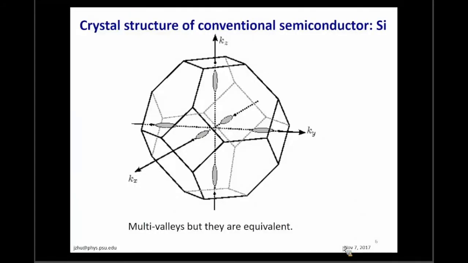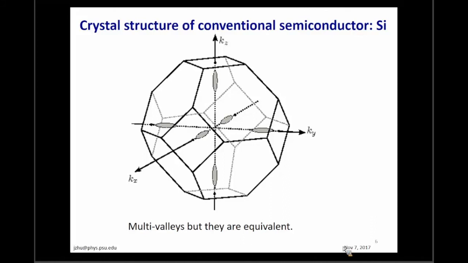Coming back to this concept of valley. Valleys are pockets of electrons and holes in momentum space. Valley is not something that is unique to two-dimensional materials. A lot of materials have more than one valley. Silicon, for example, has six valleys over here. So why do we hear about valley now?